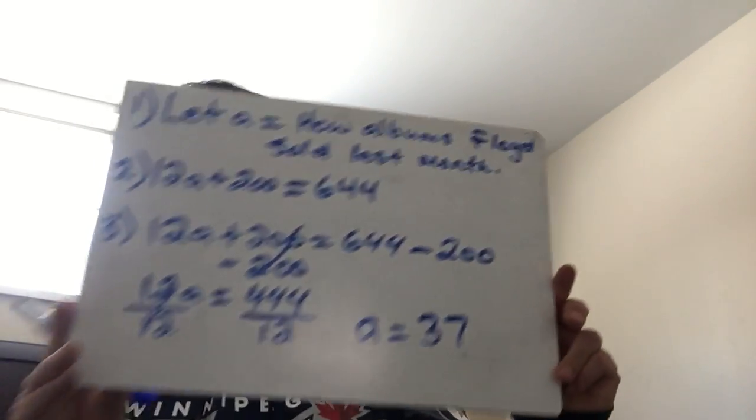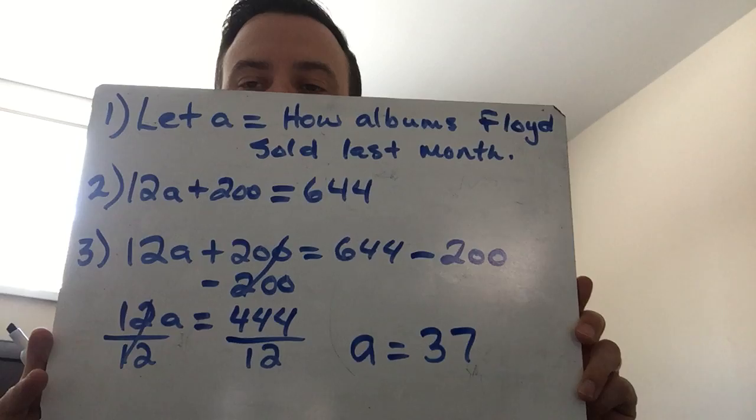It's 12 times a. Opposite of multiplication is division. So we divide by 12 on one side, get rid of the 12. A is now by itself, but we still have to divide 444 by 12. And 444 divided by 12 is 37. So a equals 37. Concluding sentence. If Floyd gets paid a base rate of $200 a month and $12 for each album he sold, and he made $644 last month, that means he sold 37 albums.